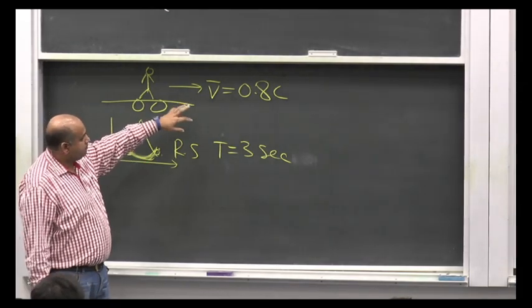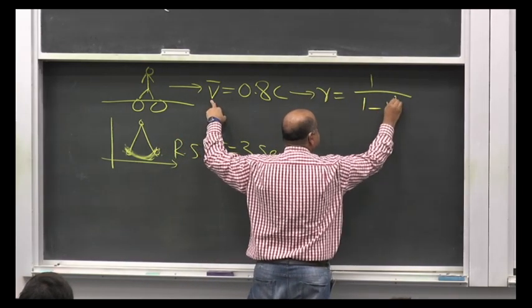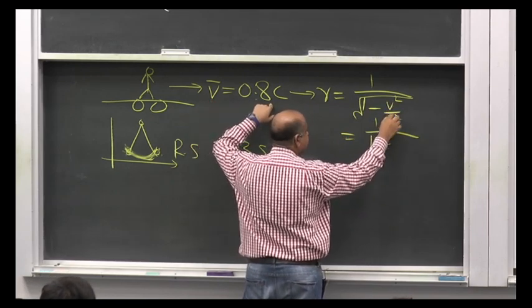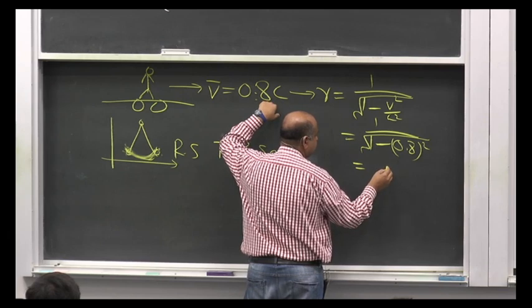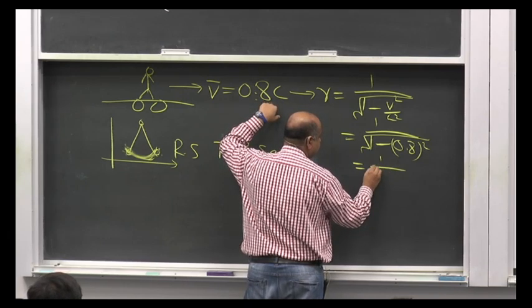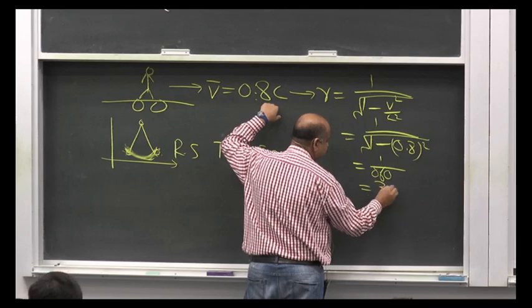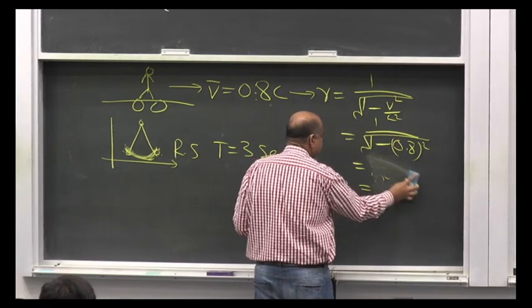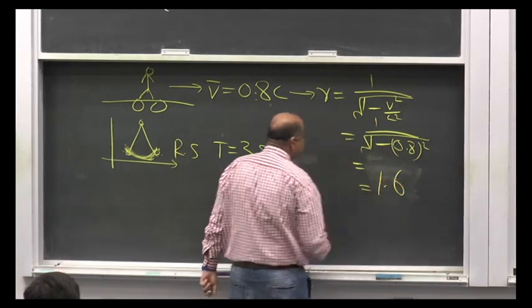So to do that, let me just compute gamma first, then we can talk. Gamma for this is 1 over the square root of 1 minus v squared over c squared. Here v is equal to 0.8c, so c cancels with c, and we get 1 minus 0.8 squared, which is 1 over 0.6. So what's the final answer? 3.2? Or maybe something else? Let me see, I have written it. 1.6, okay. 1.6 is the gamma factor.